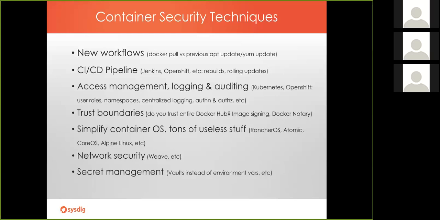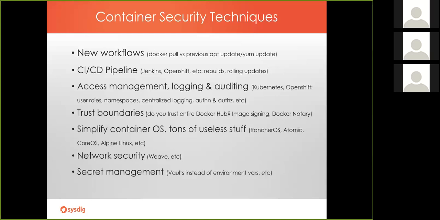Another thing that's worth mentioning is that simplifying your container operating system is a good thing to do. A traditional operating system comes with a complete set of libraries and services, and there is a lot of useless stuff that we don't need in a container that is doing a single thing. So there are projects like RancherOS, Red Hat or Fedora Atomic, CoreOS, and Alpine Linux that are quite handy at building a minimal operating system for your containers.